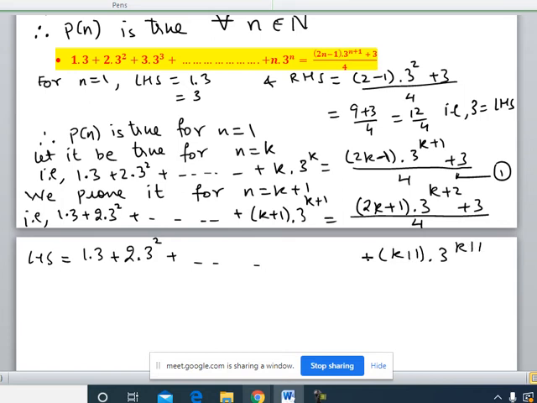So let us write the second last term. This is the k plus 1th term. So the second last term will be this one, that is the kth term: k into 3 to the power k. So we have written the left hand side also, mentioning the second last term.